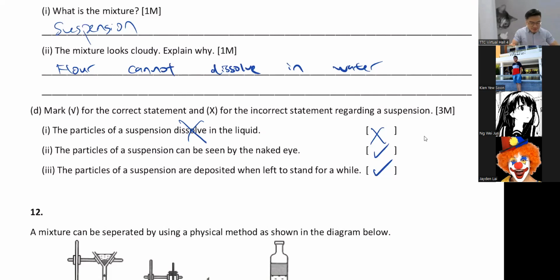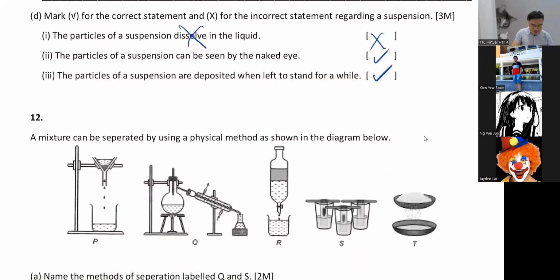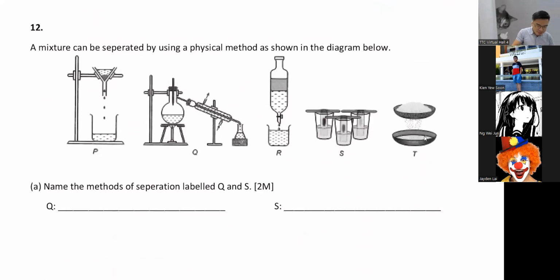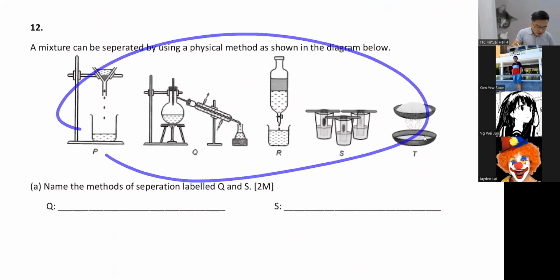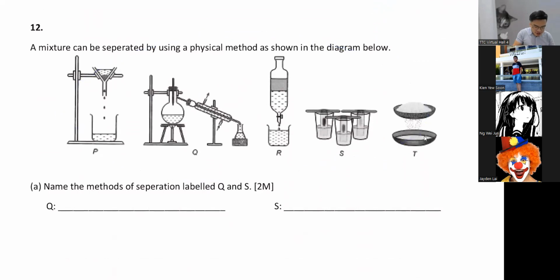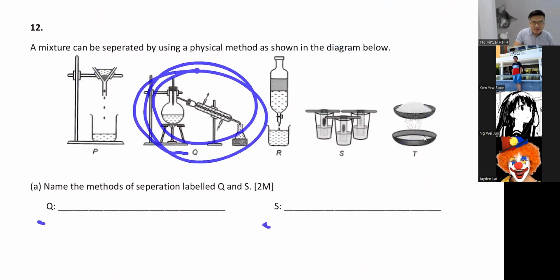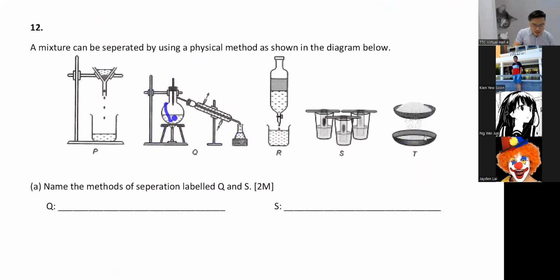All right. Anyway, so let's look at question 12. All right, so this is how you separate things. Name the method of separation of Q and S. What is Q? Do you know what this is? When you boil water, the vapour goes into the tube, cools down, and drops back out as clear, plain, clean water. This method is called distillation.